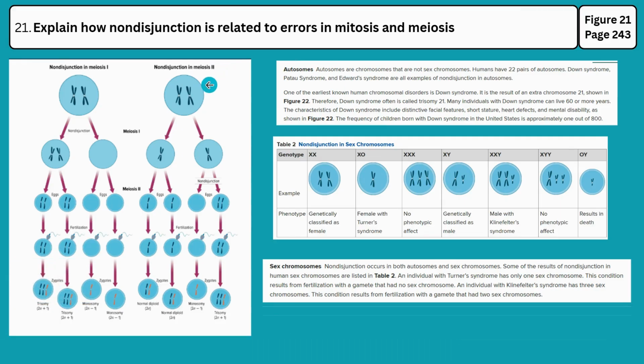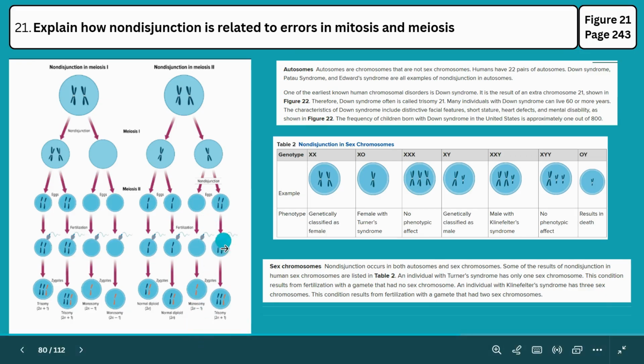In meiosis 2, what happens? They should divide like this. They divide, then they separate. But when they are separating, instead of going to the other one in the eggs, it goes here. Both are here. Now when fertilization takes place, this one has only one, monosomy, and this trisomy. So this is non-disjunction.